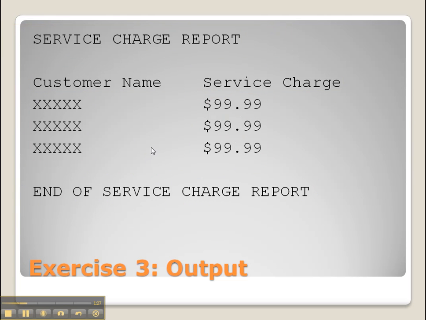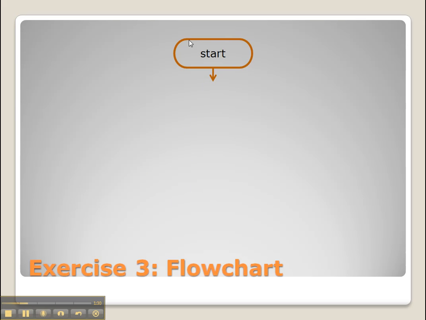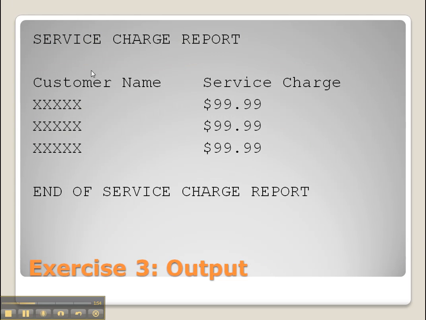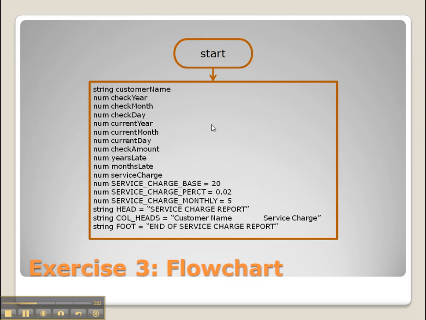Okay? Let's jump into the flowchart. Of course, we're going to start with our start capsule and a process to define all of our variables and constants. Notice that the constants are all in uppercase and they've all been assigned a value. Notice that the column headers constant has some wide space in it so that we can get that gap in between our customer name column header and our service charge column header. And of course this flowchart is going to be quite large, so I'm not going to be able to fit it on one page.